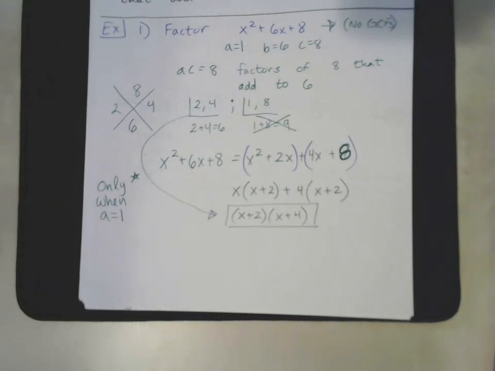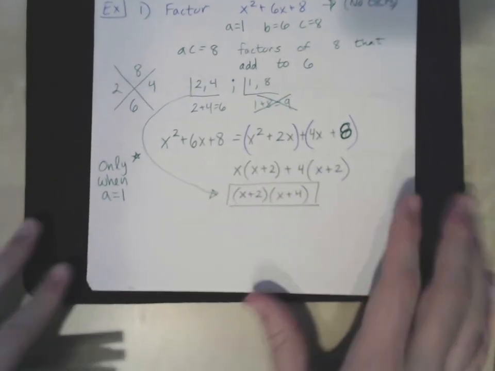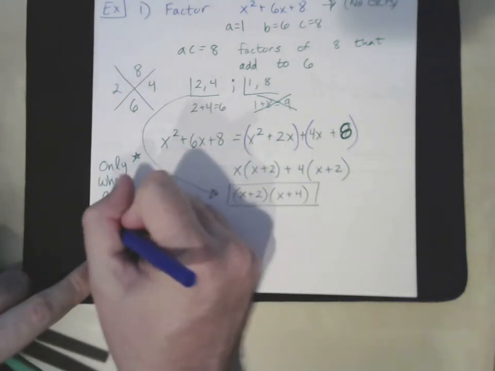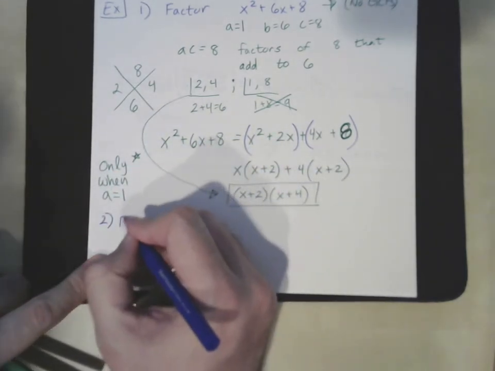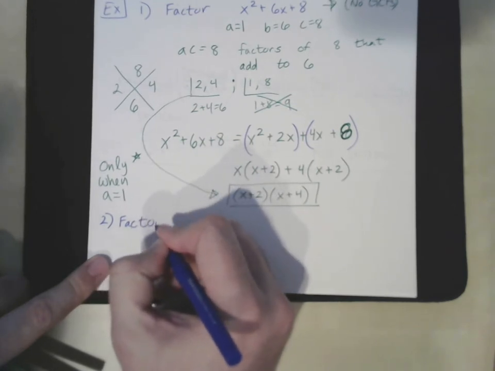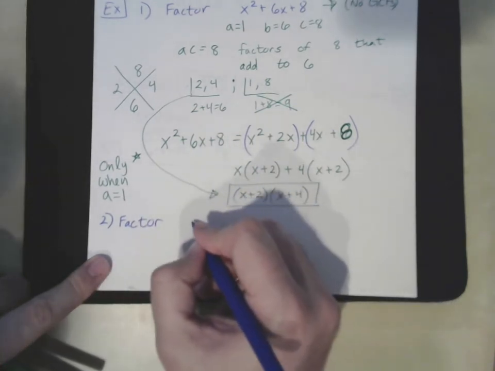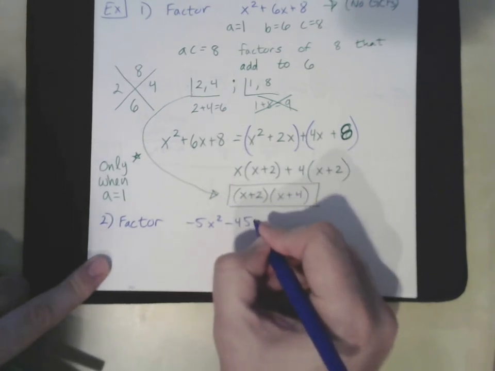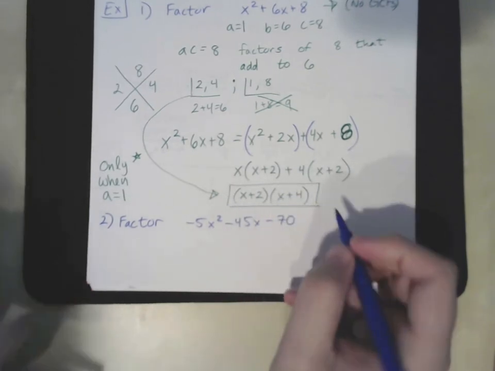So let's take a look at two more examples, and then we shall be done. So let's look at number 2. We'll be factoring negative 5x squared minus 45x minus 70.